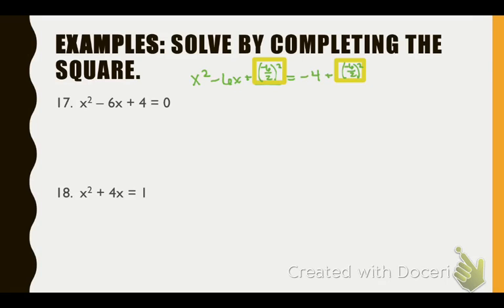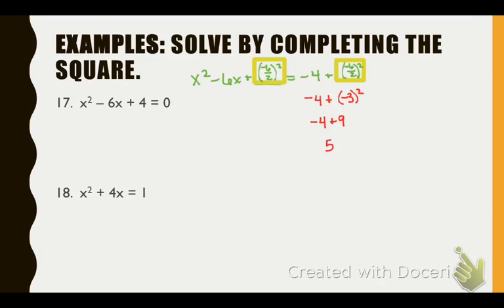Now, on the right side, it's going to be fairly simple. It's just going to end up being negative 4 plus, well, that's negative 3 squared, which is really just going to be a positive 9. Okay, so I'm going to have negative 4 plus 9, so it's going to be 5 on the right side. Now, on the left side, what I'm going to do is I'm just going to shortcut this.